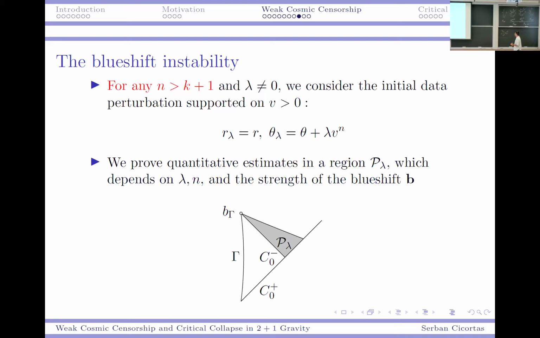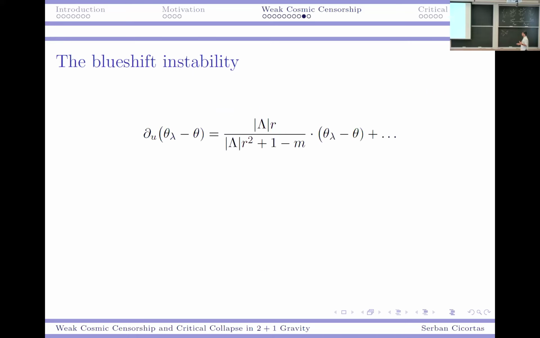And now I want to show that once I did this perturbation, I'm going to get trapped surfaces arbitrarily close to B gamma. So there's some kind of instability. But of course, in order to prove instability, I also need some kind of stability. So first, I need to actually prove quantitative estimates in a region. This region I'm going to denote by P lambda. And again, this region depends on the strength of the blue shift, but moreover also depends on lambda and n. And you should really think that this region is much, much thinner than the previous region P in which I had control. Okay, so let me tell you a bit how this works.